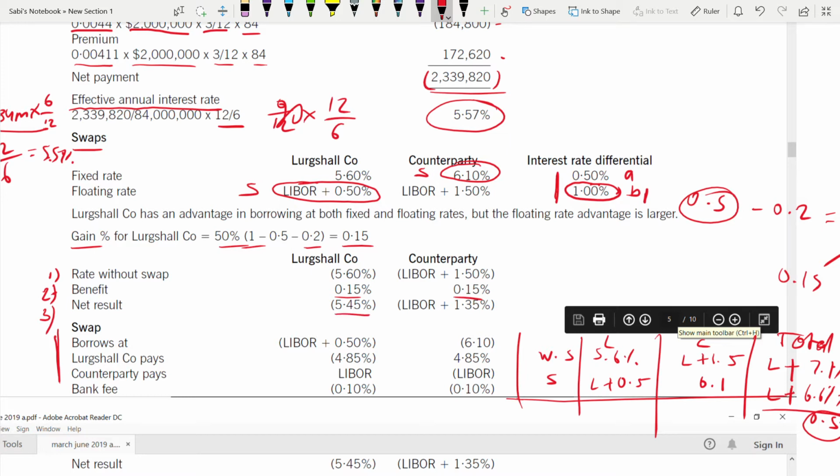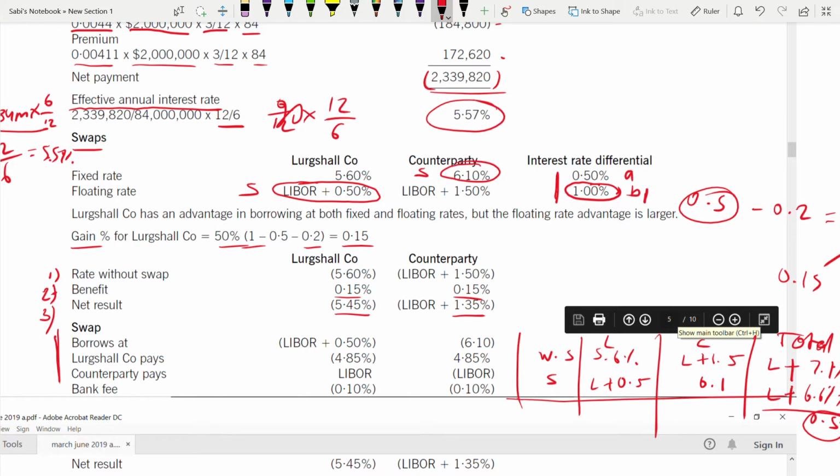It's a payment. LIBOR plus 1.5 minus 0.15. LIBOR is there, sorry. It will be in bracket, 1.5 minus 0.15. That's why it's 1.35%. LIBOR plus 1.35%.